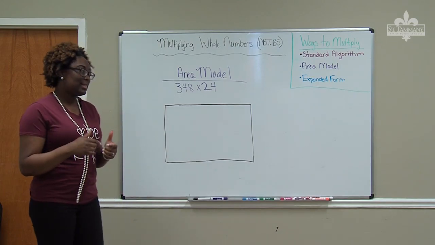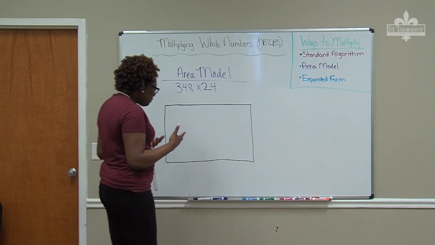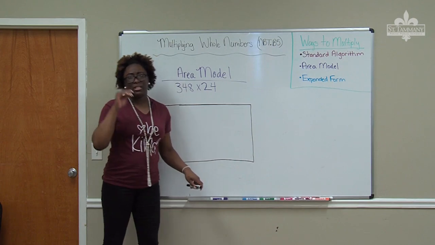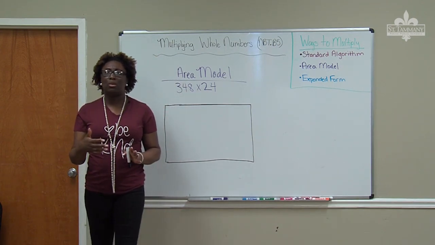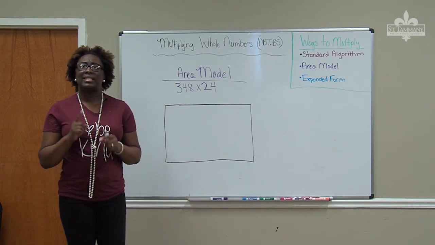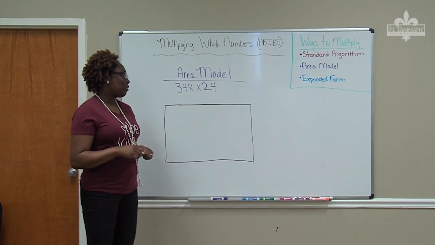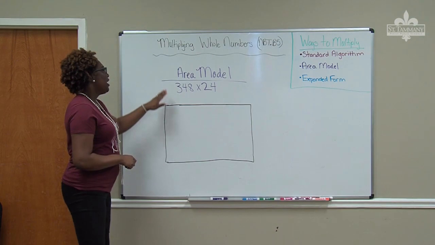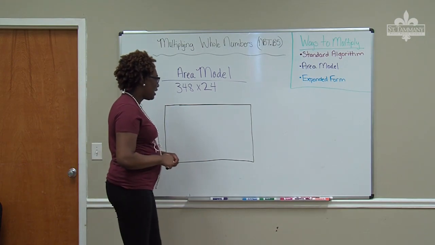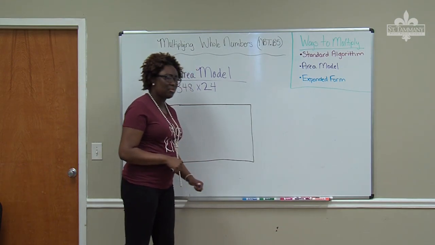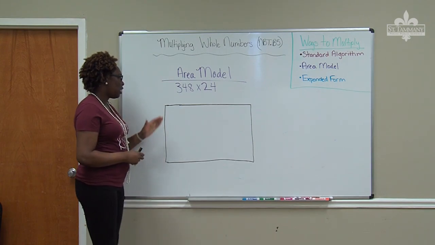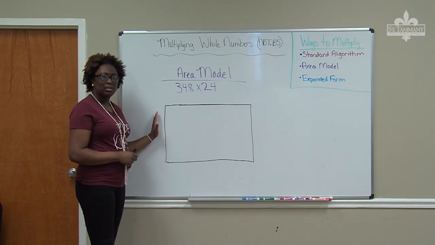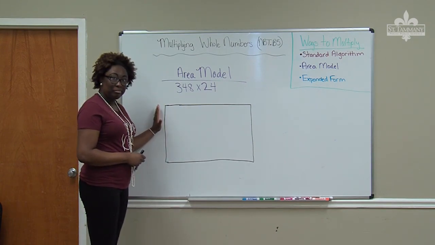All right, so again, last time we looked at the standard algorithm. Most people are comfortable with the standard algorithm because that's something that you use over and over again. All right, today we are going to look at the area model. So sit back, relax, and let's get to it. Here we go. So the area model. All right, the area model for multiplication starts off as a rectangle. All right, so here's my rectangle.